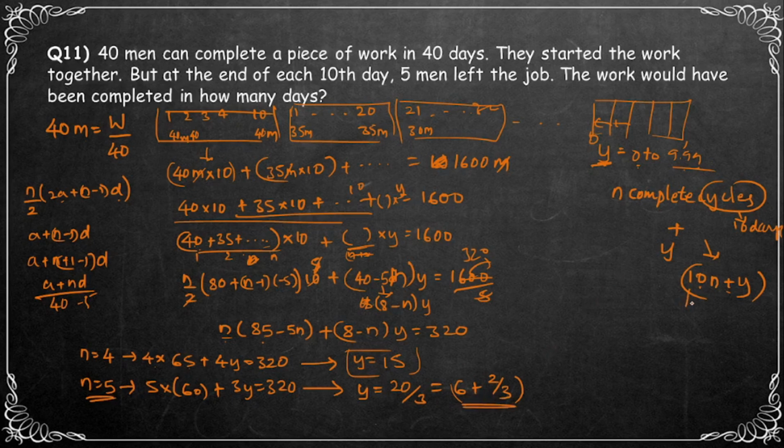So 10n plus y is the required answer, right? So 10 into 5 plus 6 plus 2 by 3, 50 plus 6, 56 whole 2 by 3 days is the answer.